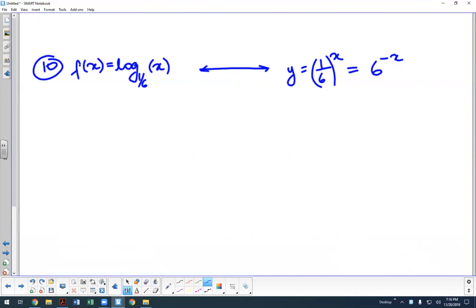Just like we did with the previous example, let's start with the table for our exponential function first. I will use the same 5 points.